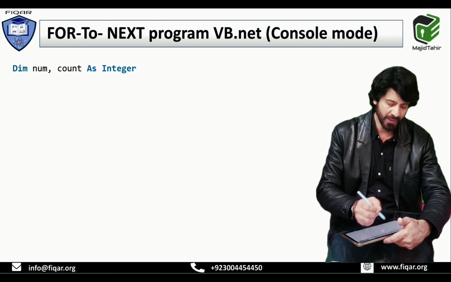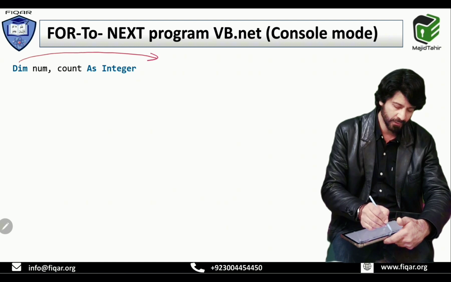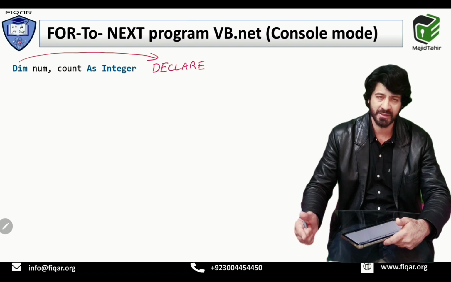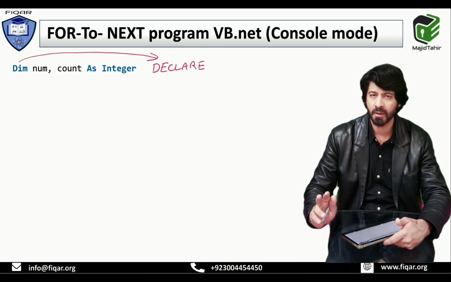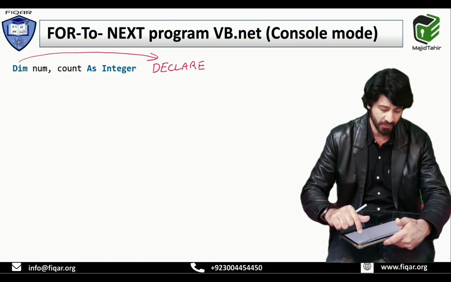Dim num, count as integer. So this is the declaration. Dim is the command for declaring a variable. So it is the same as declare. In pseudocode we use declare. Visual Basic has its own keyword, which is dim, and it does the same declaration. The rest is the same: declaring variables, the names of the variables are the same, and the integer data types are the same.